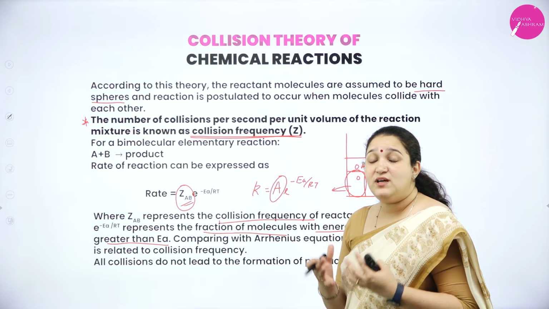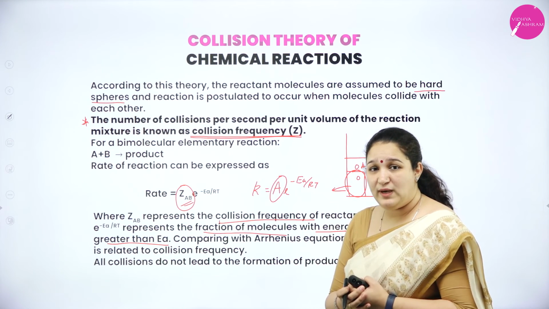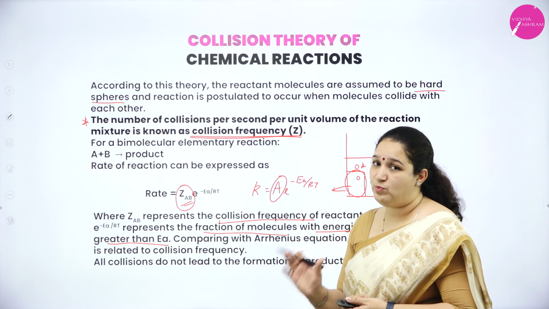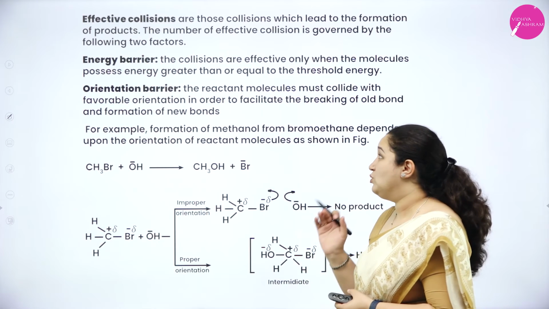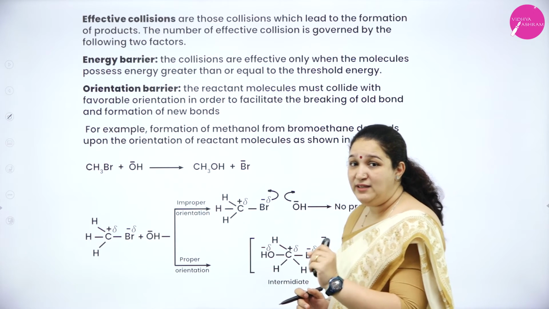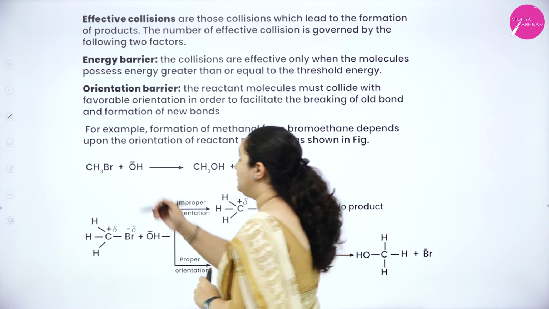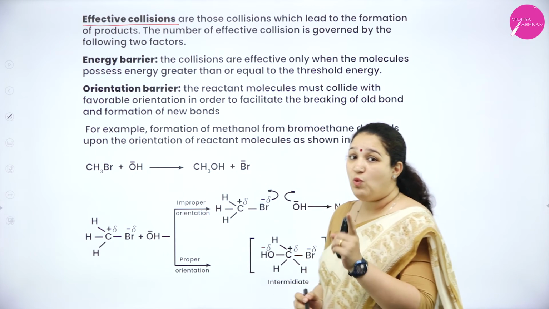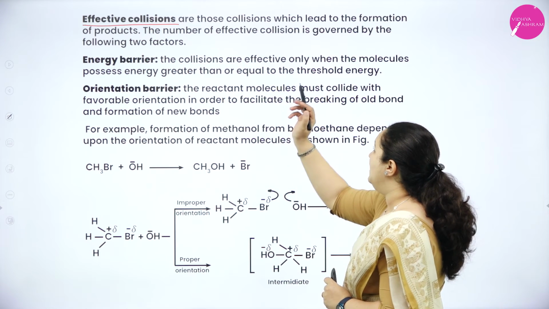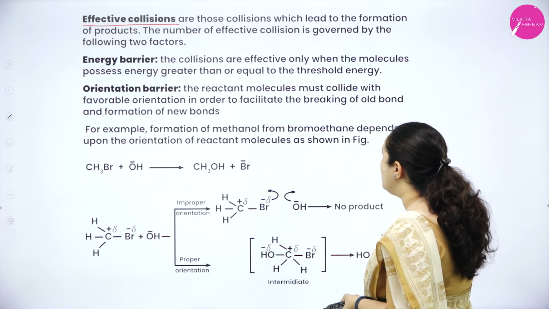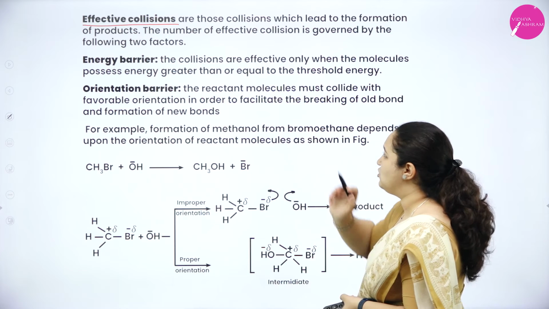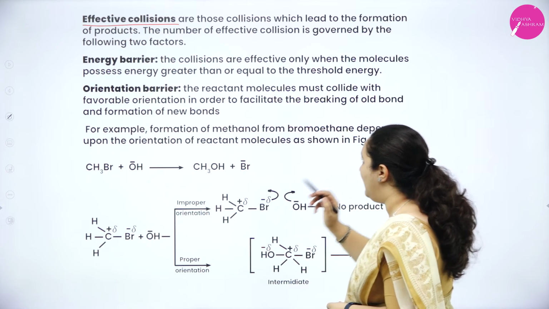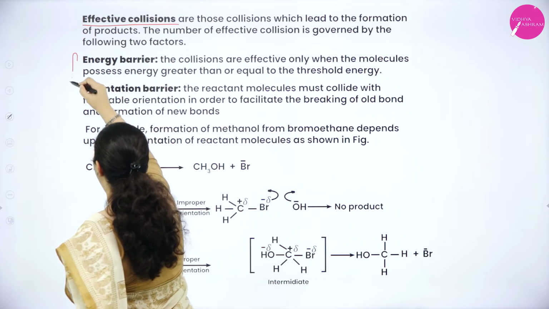Now whenever the reactants are colliding with one another, all the collisions will not lead to product formation. The ones which lead to the formation of product are called effective collisions. So what is an effective collision? Effective collisions are those collisions which lead to formation of products. The number of effective collisions is governed by these two factors.